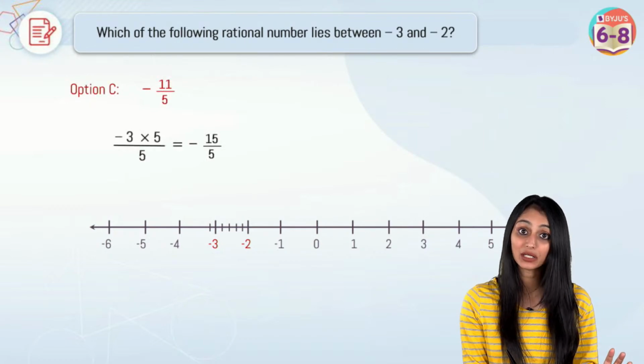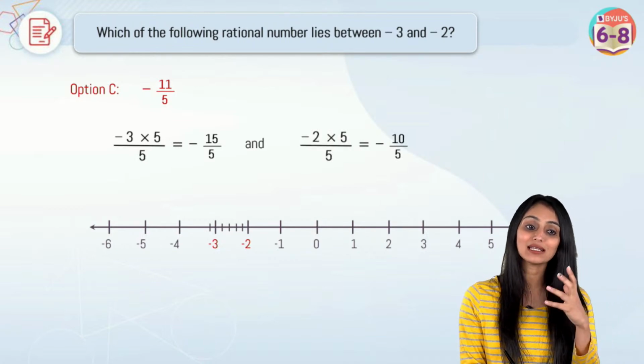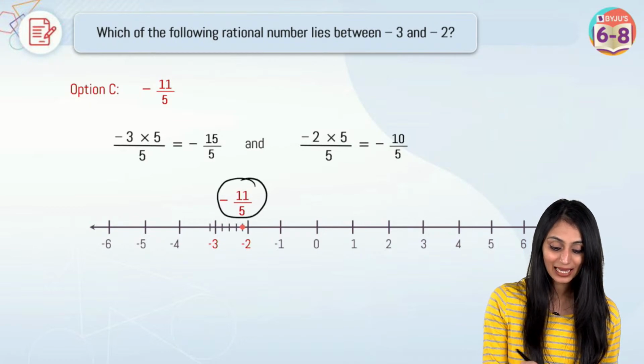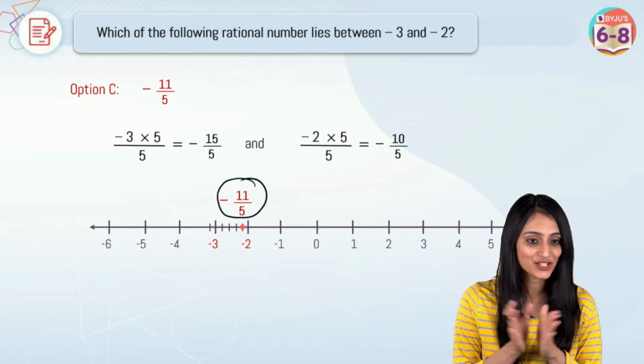Now again, this can be written as minus 15 by 5, as we just saw in the previous slide. This can be written as minus 10 by 5, right? So that means minus 11 by 5 will lie in between them. So what does that mean? It means option C is the right answer.